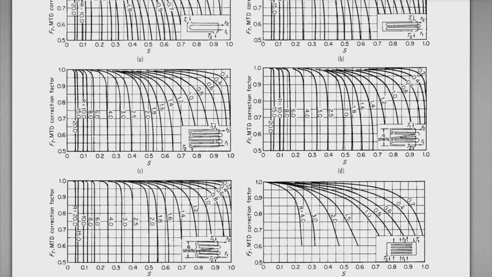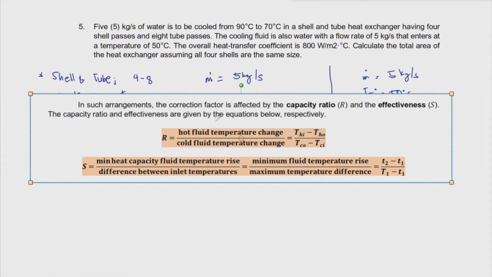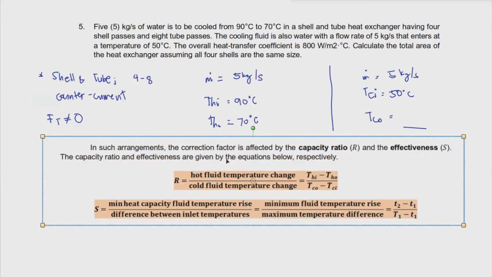So R is actually, based on your handout, the capacity ratio, and effectiveness is S. So R is simply the hot fluid temperature change, that's our THI and THO, over the cold fluid temperature change. And then S is the minimum heat capacity fluid temperature rise, and basically it comes from our colder fluid, and then the difference in the temperature would be that from the hot and then the colder fluid. So I'll just be copying this so that you won't forget these definitions. And then I'll paste it right here so that we know how this thing works.